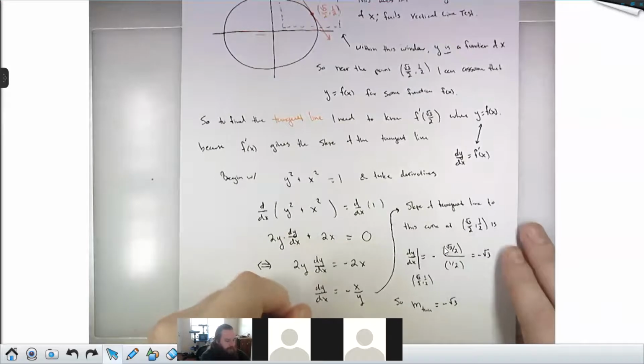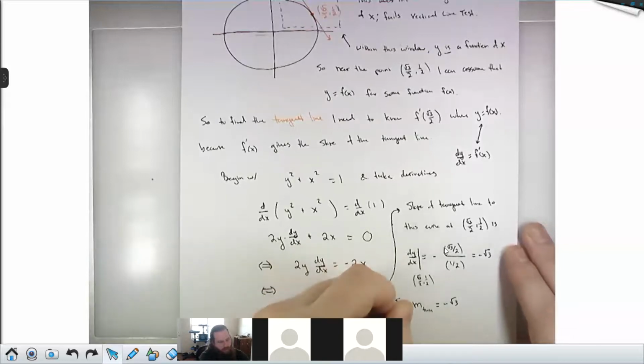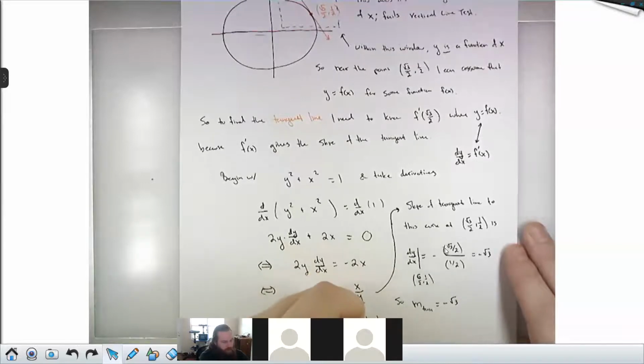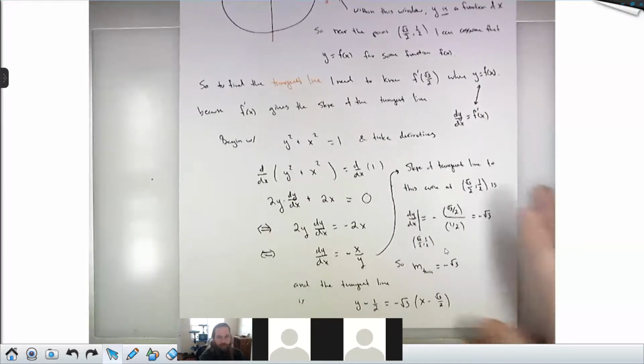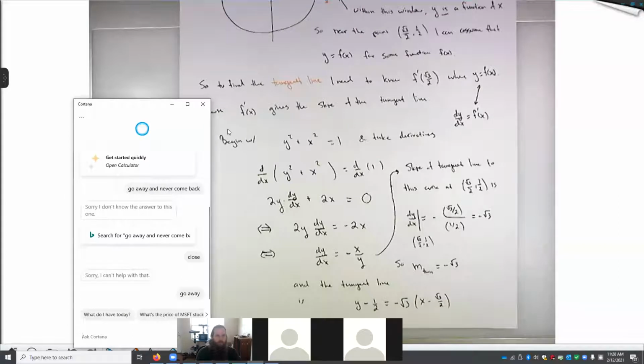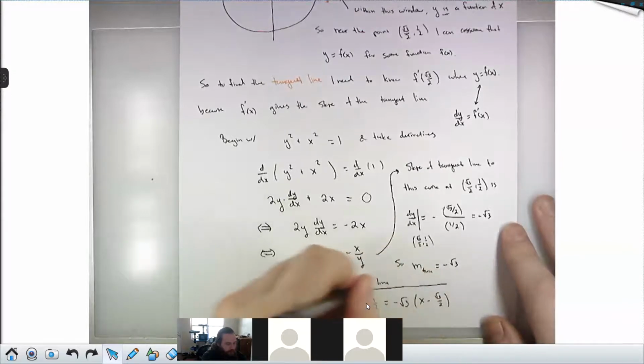And thus, the tangent line is y minus y0. That's y minus 1/2 equals m, negative square root of 3, times x minus x0. That's x minus √3/2. And that's it. Here's that tangent line. We found it.